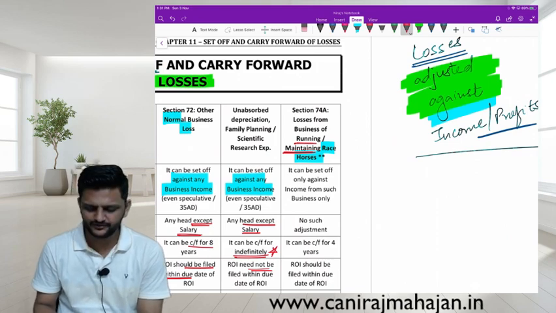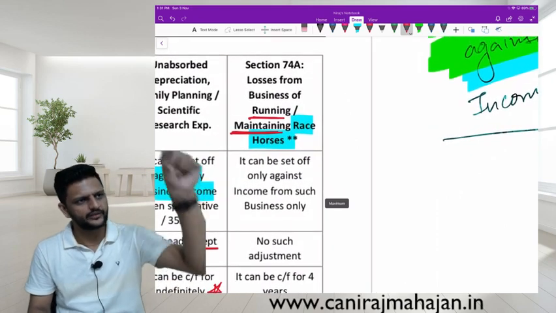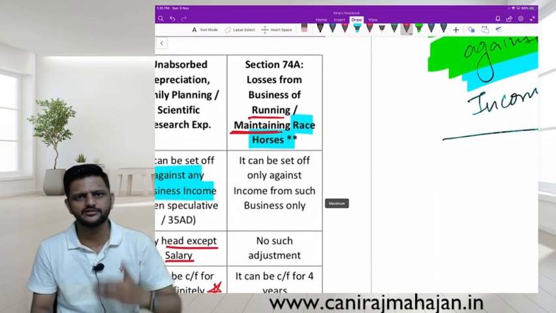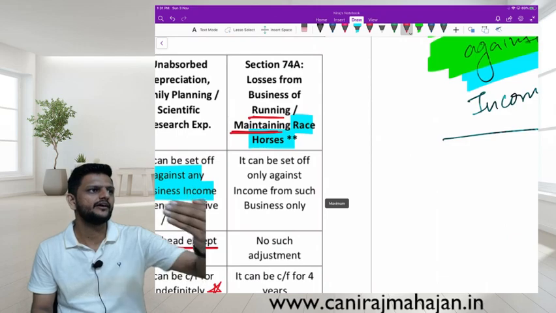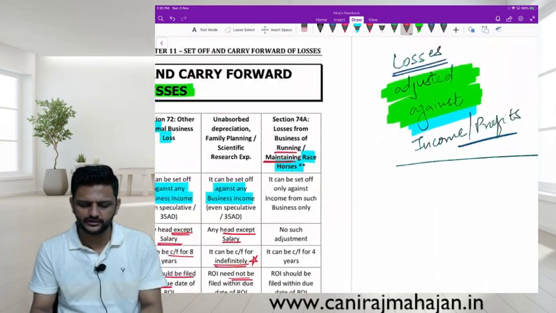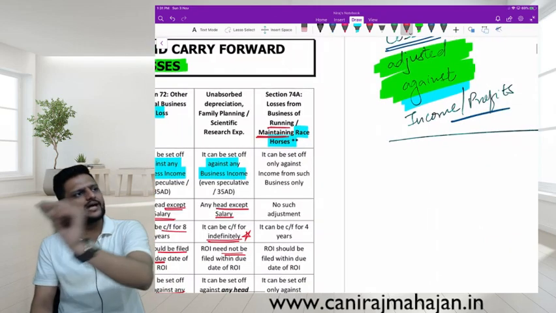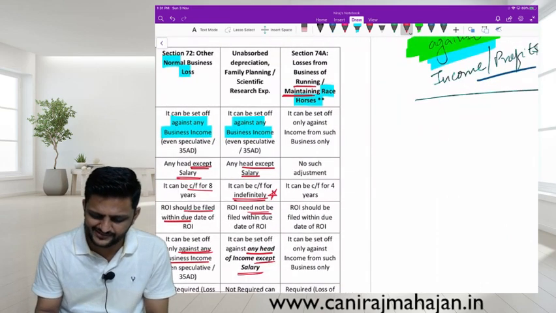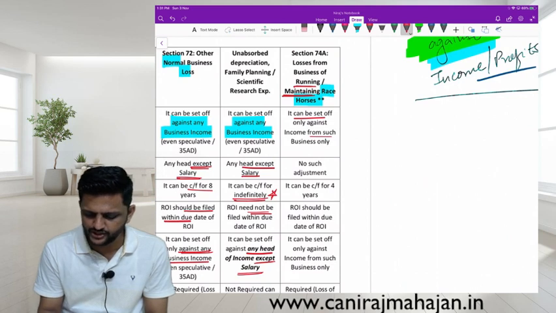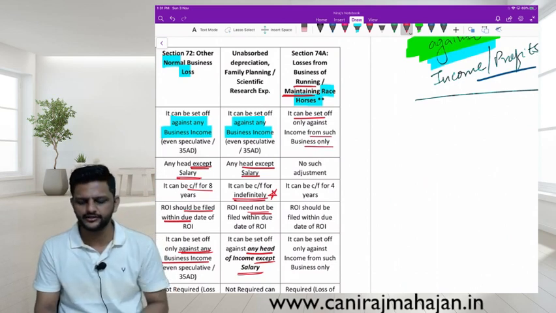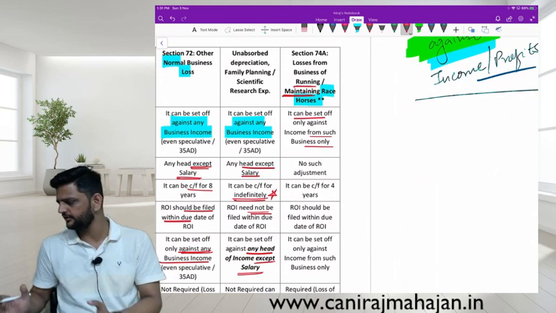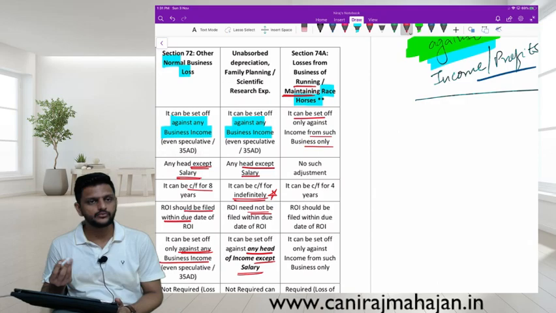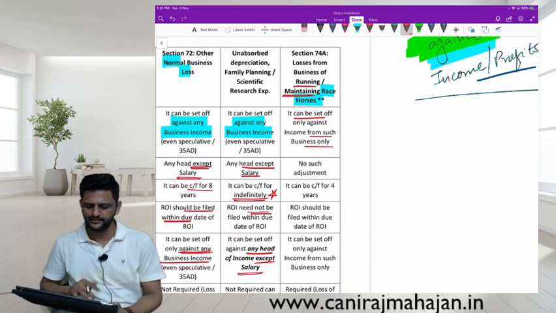Are you following or no? So you, I mean not you, but the assessee is the owner of the horse club or wherever the horses are maintained. So it is being maintained or it is being run. That is the business, and that business now has losses. Understood? It can be set off only against income from such business only. So it is again particular to this business only. No other incomes at all. Other heads of income not allowed, just like your capital gain.